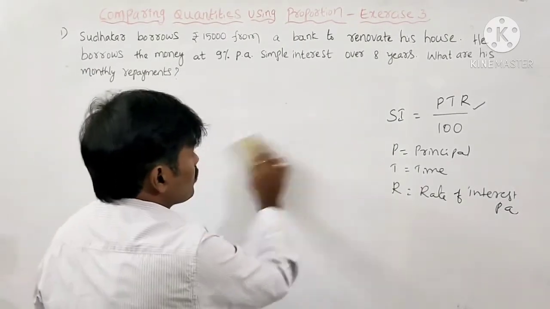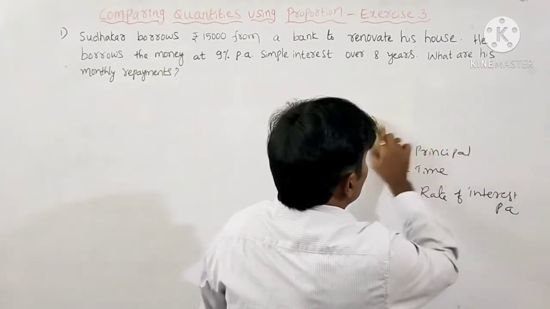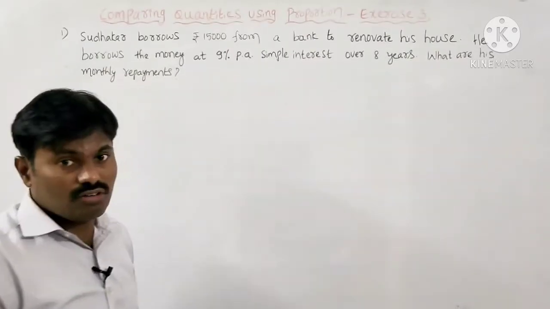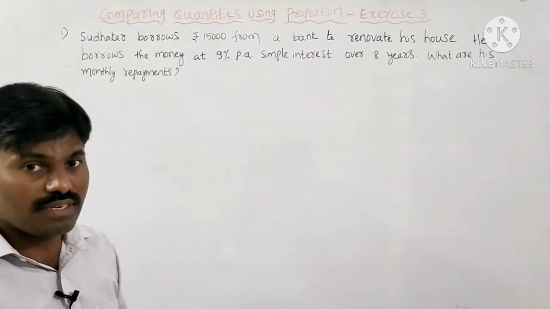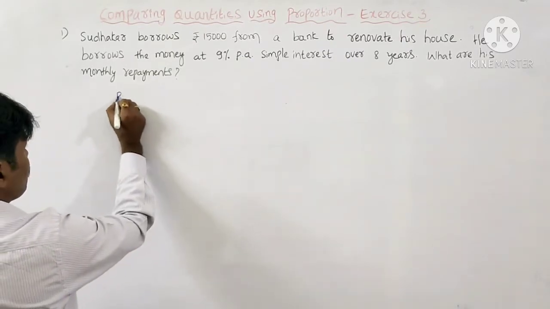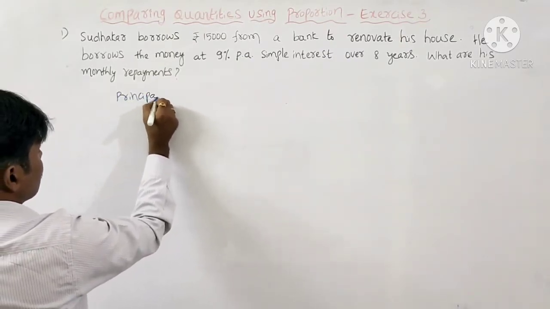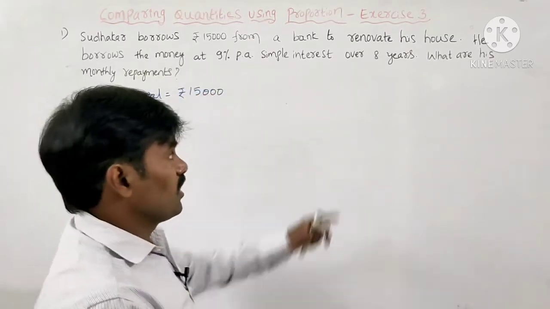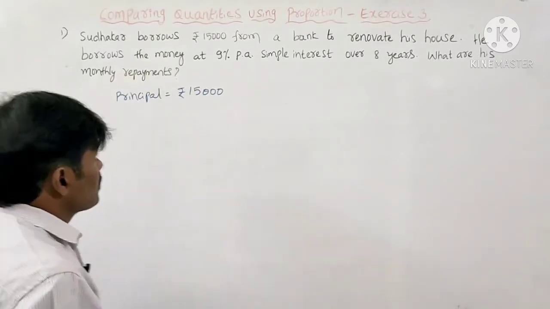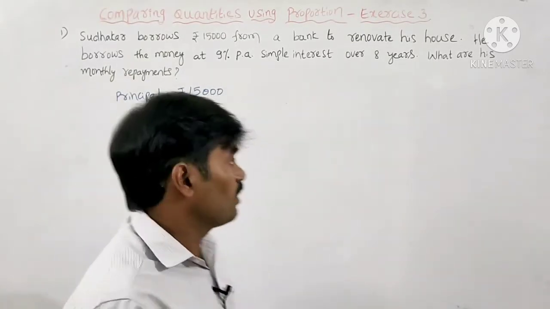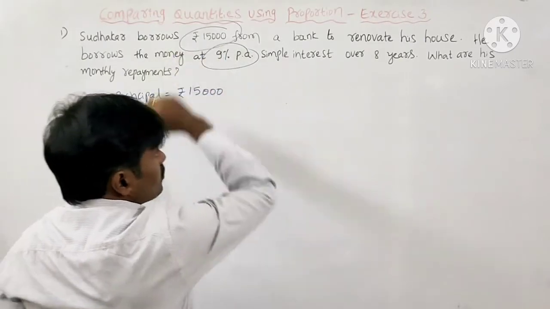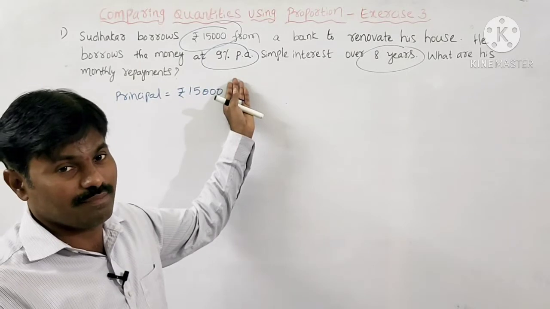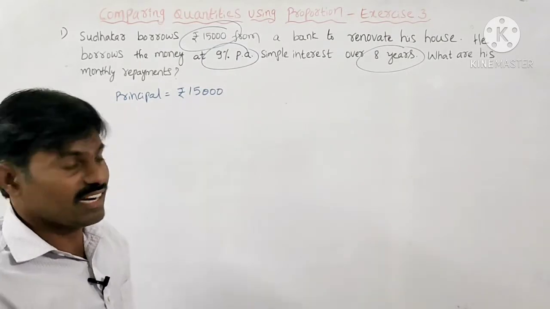Sudhakar borrows 15,000 rupees from a bank to renovate his house. How much has he borrowed? 15,000 rupees. So this 15,000 rupees becomes the principal. Immediately you have to write down what is given. So principal is equal to 15,000 rupees. He borrows the money at 9% per annum simple interest. This 9% per annum is the rate of interest.